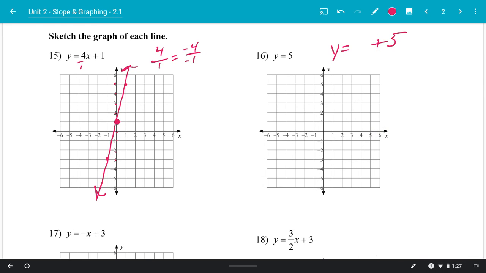Our y-intercept is 5, so I can go ahead and plot that. Now, what's missing here is a 0x. So what's my slope? 0. I want you to become comfortable with this, where you have y equals a number is a horizontal line.